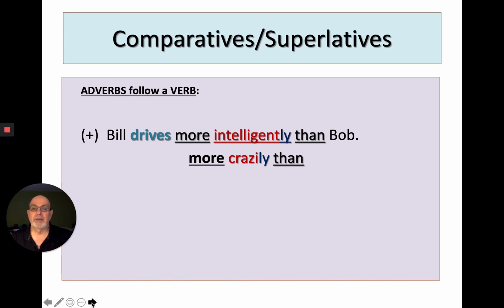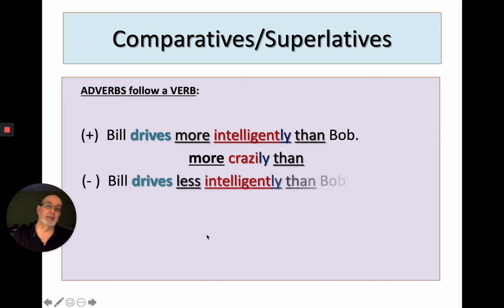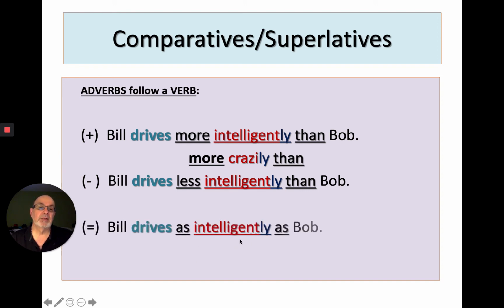If I want to go to the next section, Bill drives less intelligently than Bob. Please make sure that you follow the format. So less than, just like the adjectives, but add -ly because this is not is. If they drive equally, then Bill drives as intelligently as Bob is the correct form. All right? So that is good. Let's keep going.